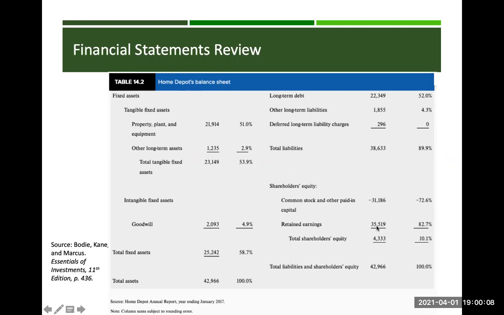Retained earnings. There we go, 35.5 billion. Look at that shareholders' equity. Look at the relative size of shareholders' equity to 42.966. It's about 10 times. Their assets are 10 times the amount of shareholder equity. How would you classify Home Depot? Slightly leveraged, moderately leveraged, very leveraged? How would you classify Home Depot? Very leveraged. 10 times.